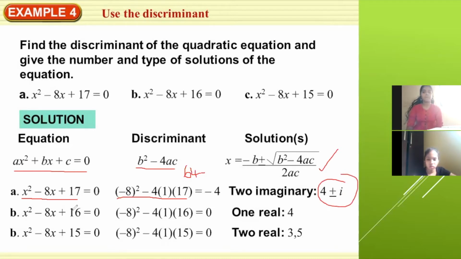Now here they changed just 16, one small number. Now we are getting a positive answer. They are reducing like this. You will get the answer 64 minus 60. Here you will get 4, a positive answer, children. 64 is just 64, 60 is just 60, so a different answer. Earlier it was imaginary. Real roots are like this.